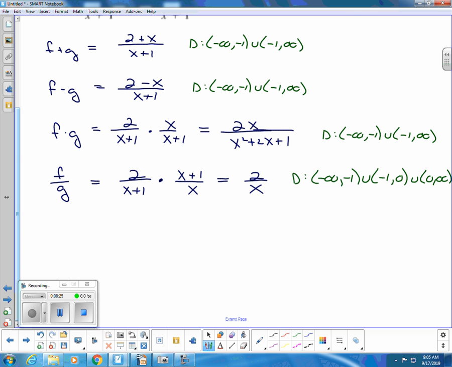Okay, so we have the original domain restriction from this denominator, and we have this guy who's our new denominator when we had to flip that second function. So both of those are giving you your domain restriction.